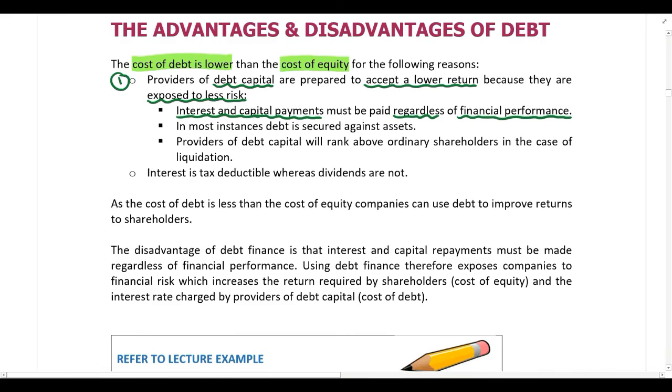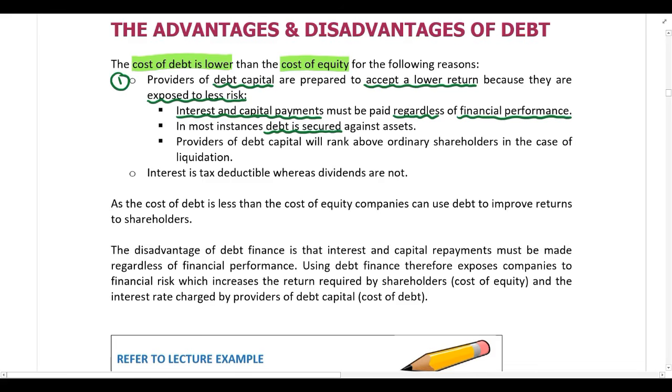In addition to that, debt is often secured against assets. So in the event that a company doesn't repay any portion of the loan, the bank can come and repossess assets, so they have security. On the other hand, the shareholders don't have any security. If a dividend isn't paid, then you're not entitled to a dividend. You just have to accept that.